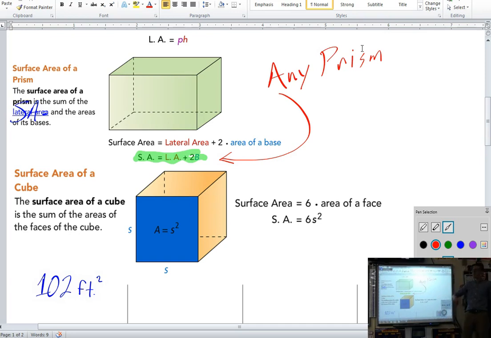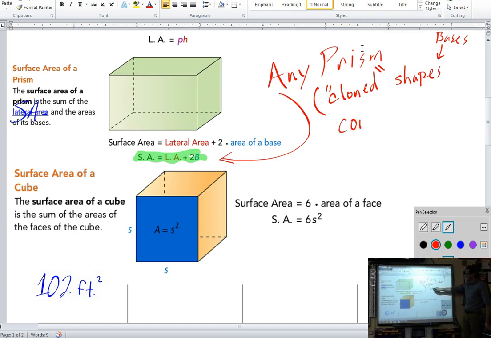Well, we need to remind ourselves, what is a prism? So what makes a prism different than other kinds of 3D shapes? Justin? Just the two bases with a rectangle connecting. So we have cloned or copied or same or identical or whatever you want to say. We have cloned shapes, which are going to be our bases, connected with rectangles. So we have cloned bases connected with rectangles.